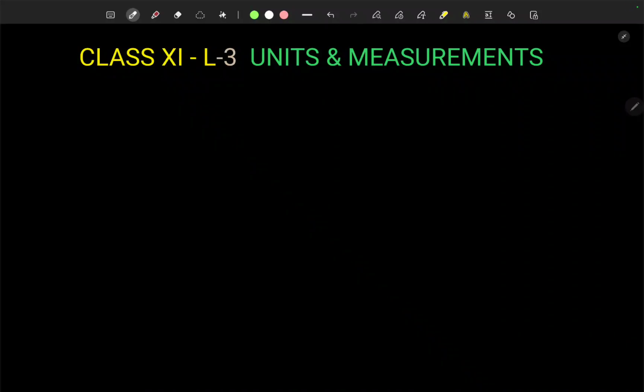Hello everyone, welcome to lecture number 3 of our chapter Units and Measurement, which is the first chapter of class 11. In today's lecture we will discuss the dimensions of a physical quantity. Dimension of a physical quantity. Okay, so what does it mean?